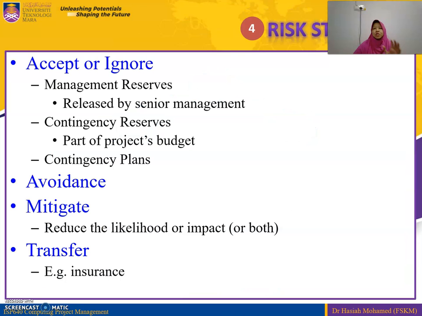Okay. Let's go into details. Okay, for the risk strategies, either we want to accept or ignore. So we need to look into the management reserve, contingency reserve, as well as the contingency plan. Okay, so we need to look at it, it should be released by the senior management, the project budget, and we also look at the contingency plan. So either we want to avoid the risk, we want to mitigate the risk, reduce the likelihood or the impact, and we want to transfer the risk.